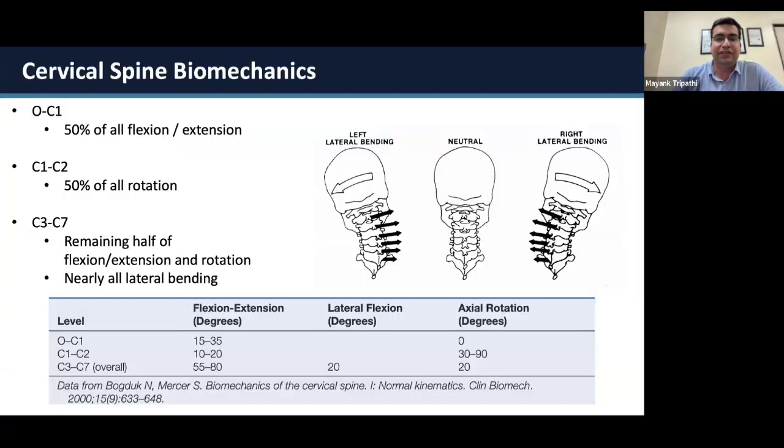Now discussing the biomechanics of the injury. The OC1 joint is responsible for 50% of all flexion-extension movement. The C1-C2 joint is responsible for 50% of all rotational movements. The C3-C7 joints account for the remaining half of the flexion, extension, and rotation movement, apart from that occurring at the OC1 and C1-C2 joints, and nearly all lateral bending occurs at the subaxial spine level.